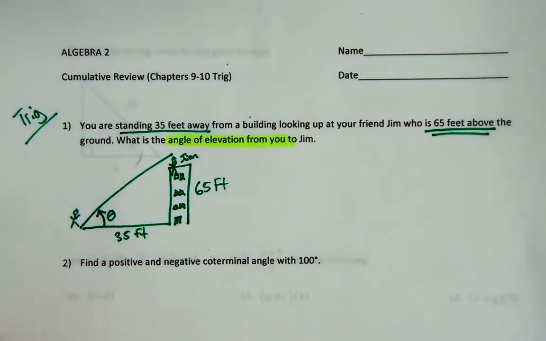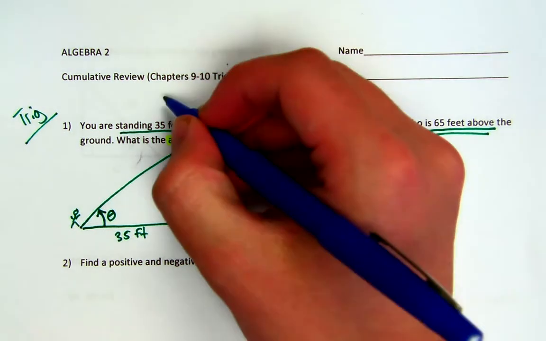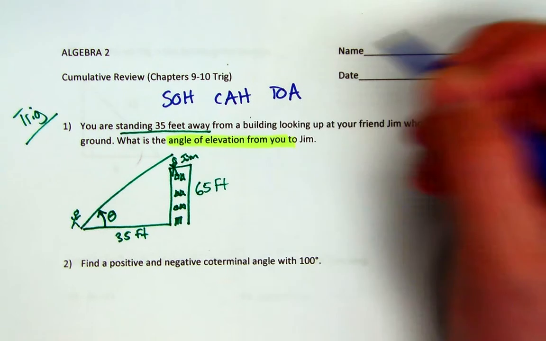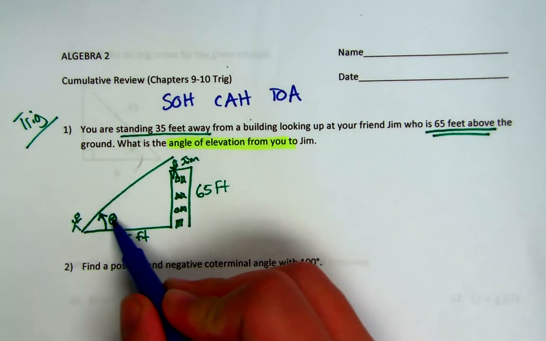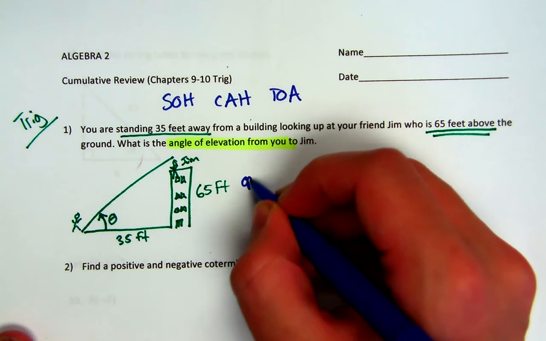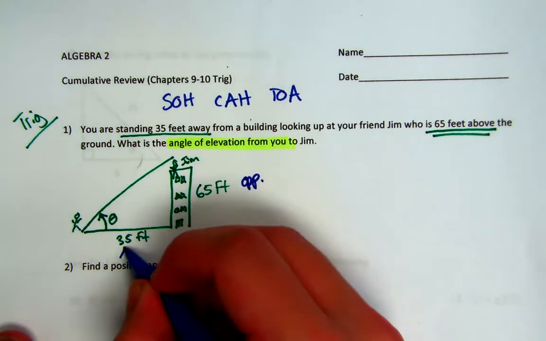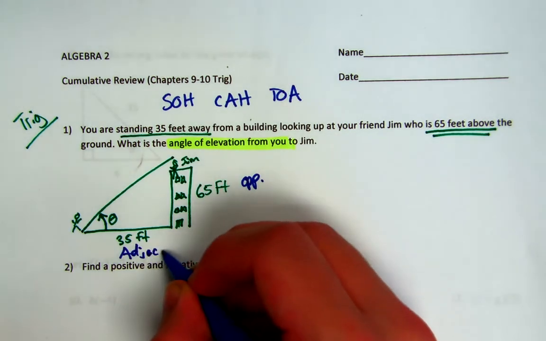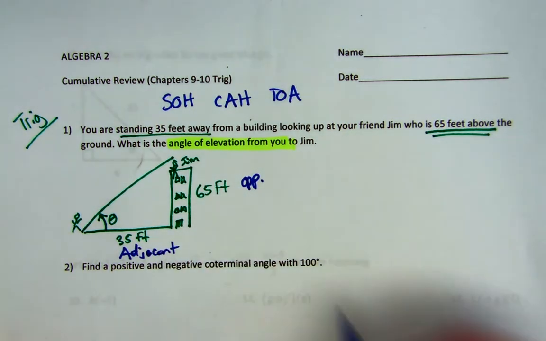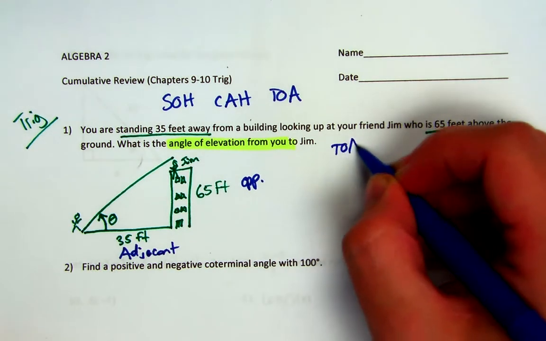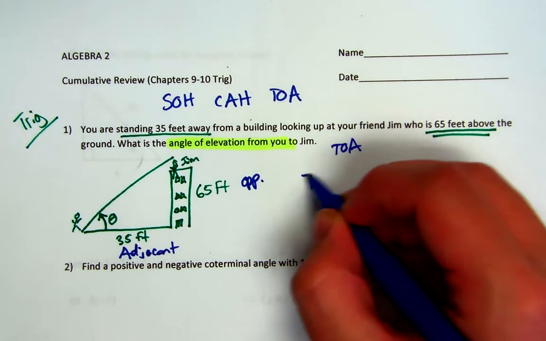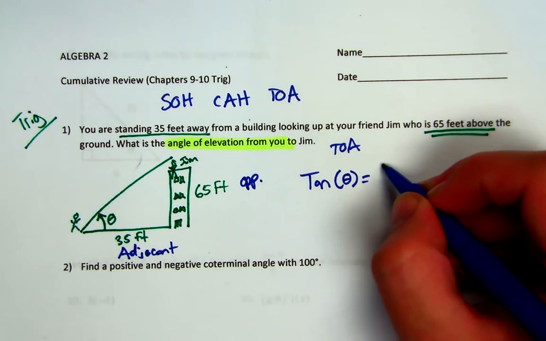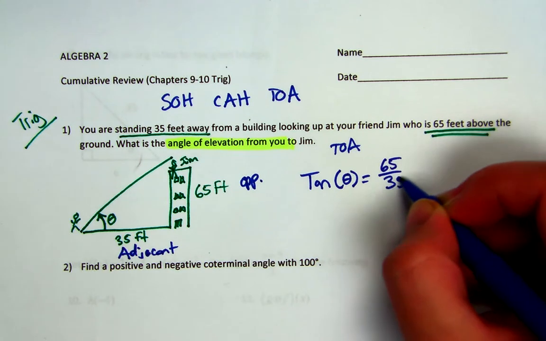So this is one of those problems where you're using the good old SOHCAHTOA. We got to figure out what we have in reference to this angle. Well, this part is your opposite side of the angle, and this one's the one next to it. That's not the hypotenuse, so that's your adjacent. So we have opposite and adjacent. That means we have a TOA case. So tangent of theta equals the opposite over adjacent, 65 over 35.